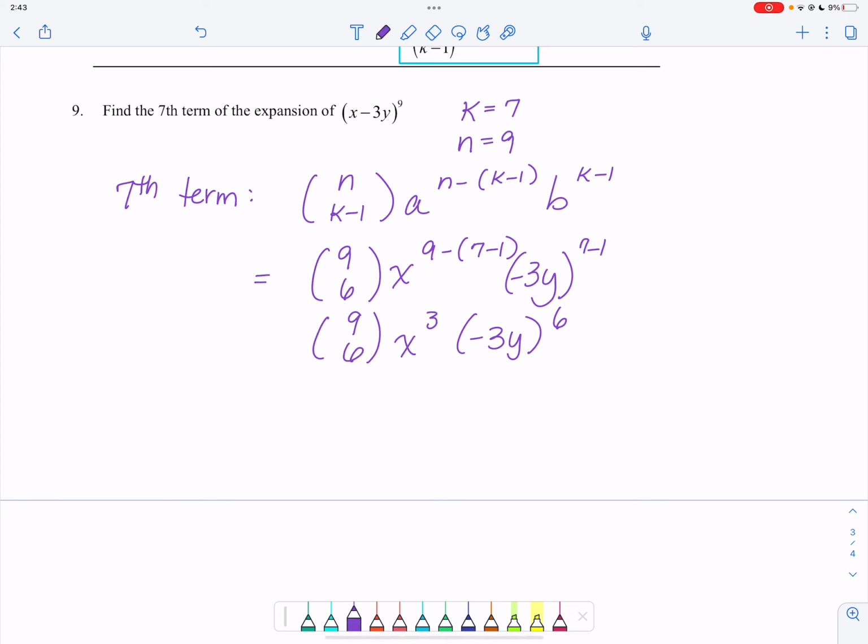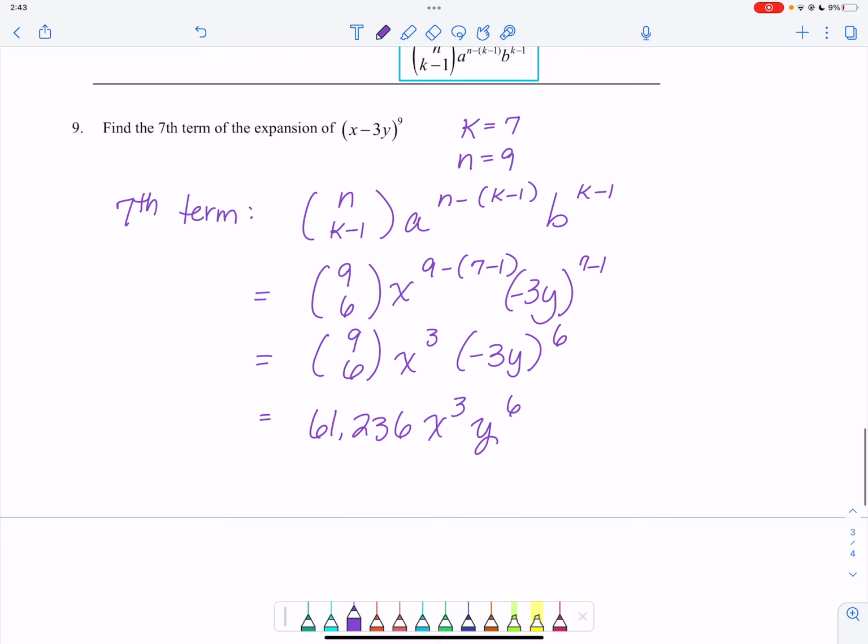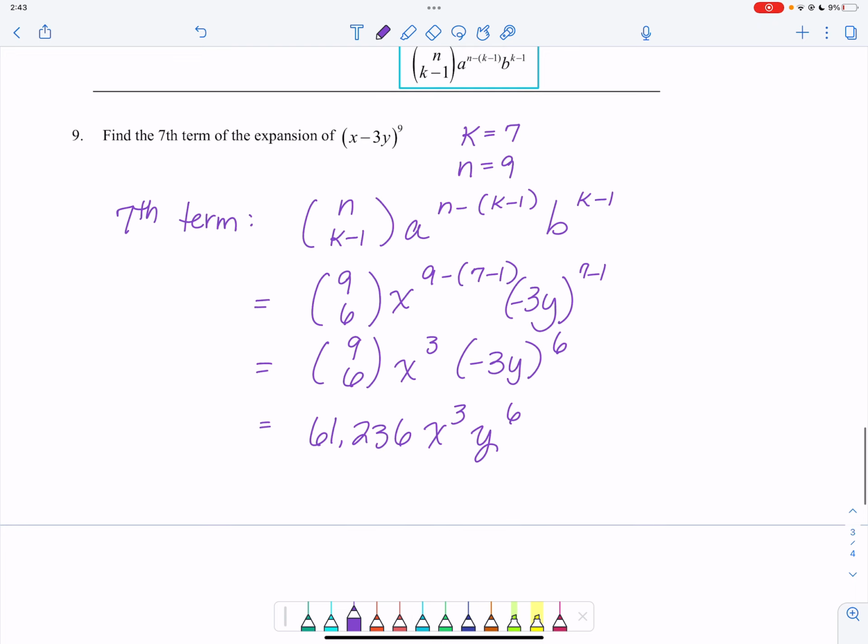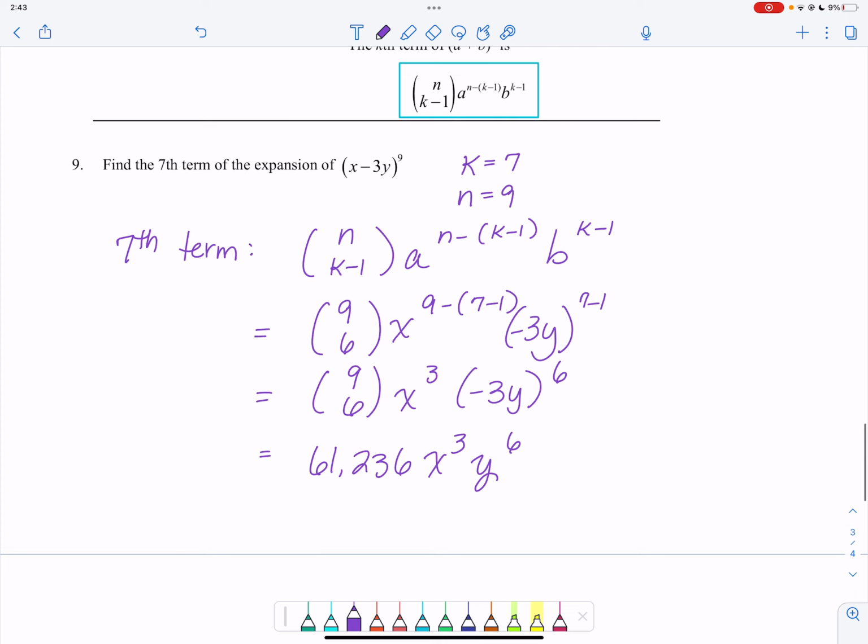And if you work that out, you will get 61,236 x cubed y to the 6th power. That is the 7th term. And that concludes this video.